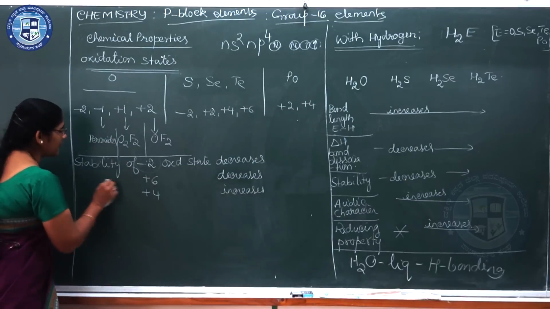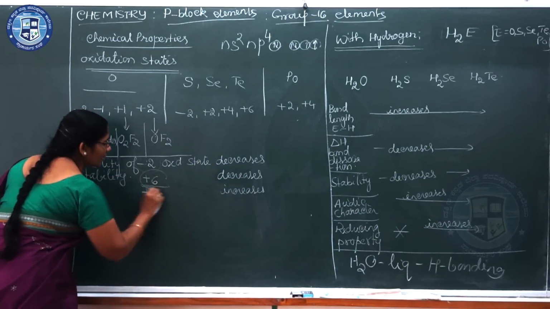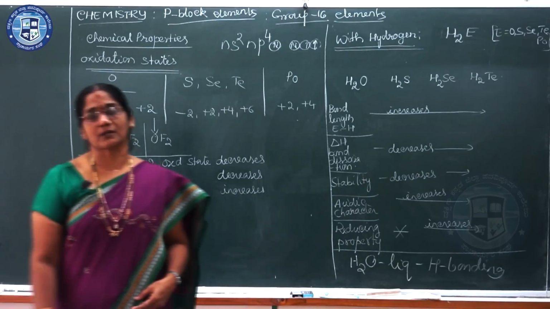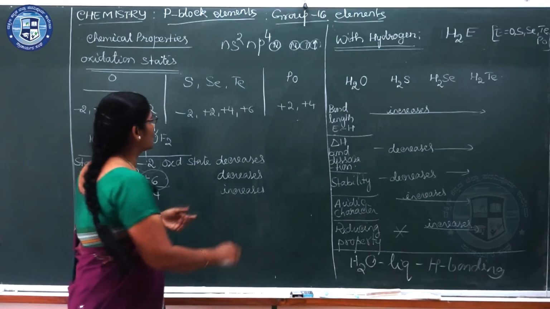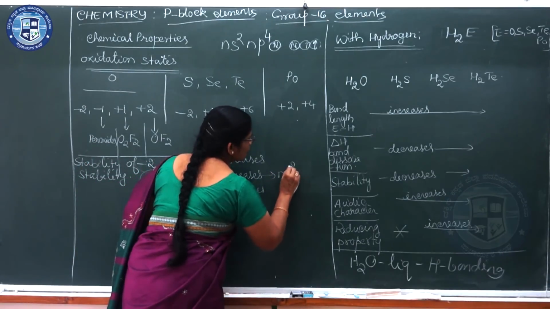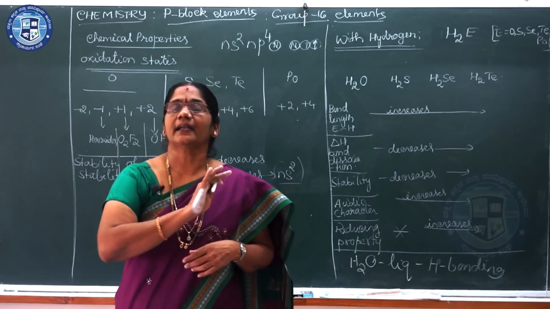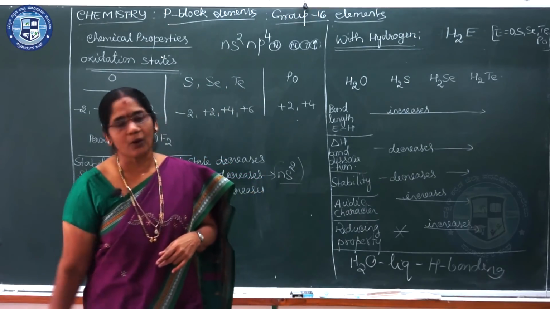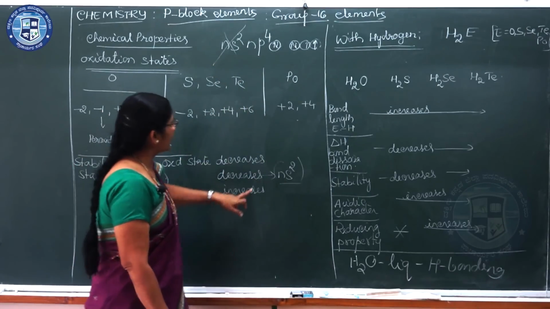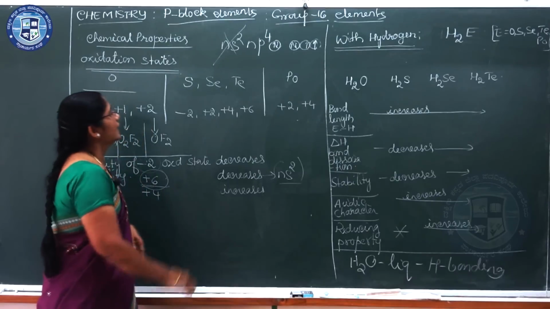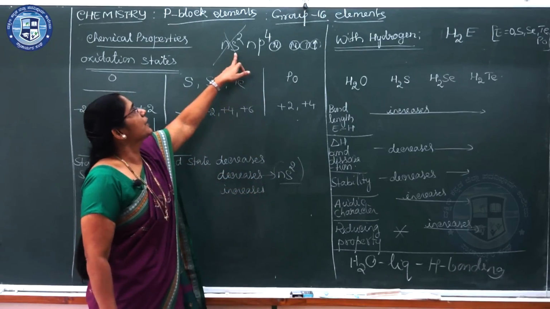And then the stability of +6 oxidation state. The stability of +6 oxidation state also decreases down the group. The reason, you have studied, is that the ns2 electrons are reluctant and do not participate in chemical bonding. They keep themselves away from bonding. They are not coming for bonding.